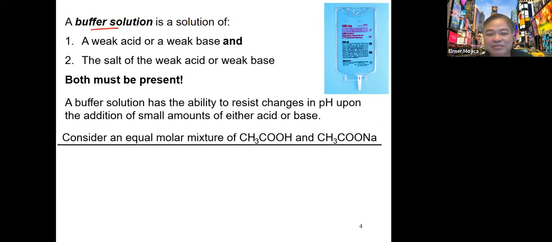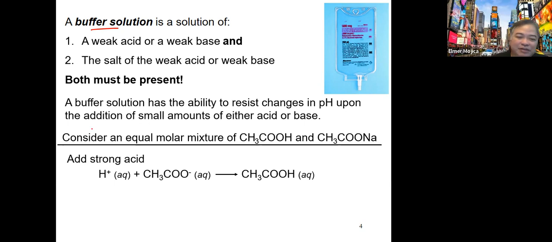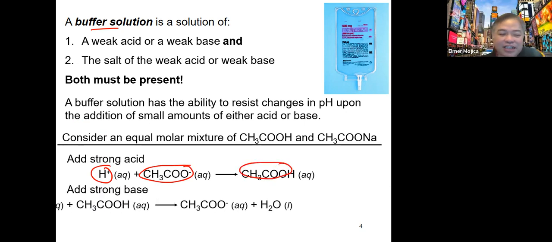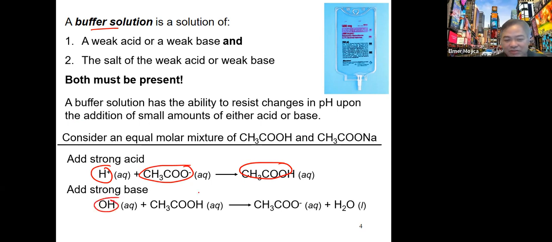Whenever you have a buffer solution, it resists drastic change in pH upon addition of an acid or a base. So if you have an equal molar amount of acetic acid and acetate ion, this is their mechanism. Kapag nag-add ka ng acid, ang mag-a-act doon ay acetate to produce acetic acid. Now, kapag nag-add ay ang base, ang mag-re-react doon is acetic acid to produce acetate ion and H2O. So in both cases, there's no H plus or OH minus that is formed.